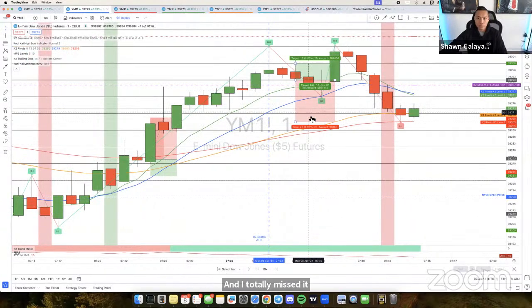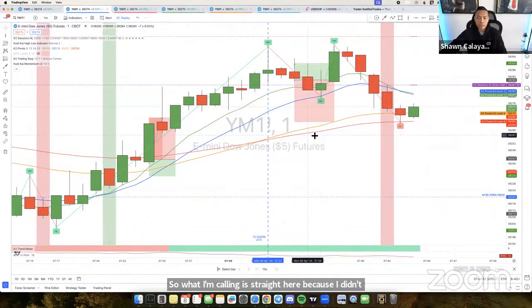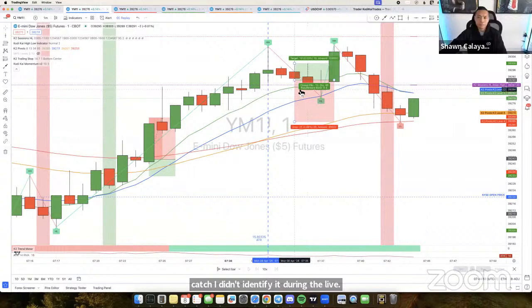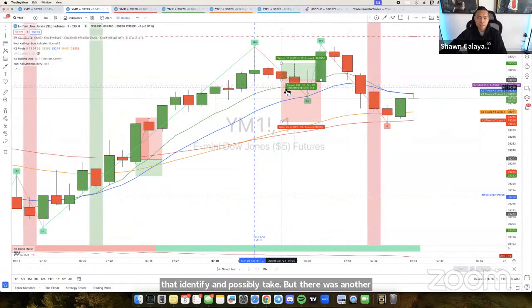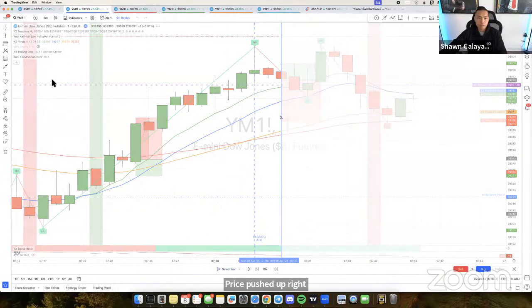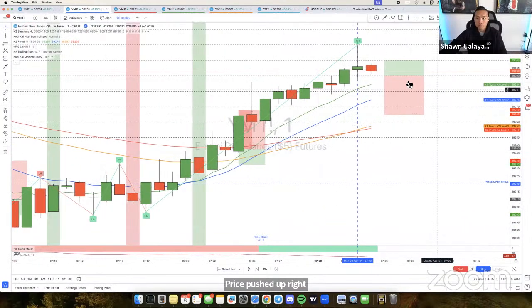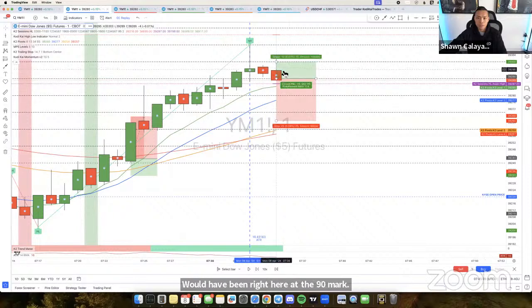So we're not counting this trade here because I didn't identify it during the live. I'm only counting the ones that I identify and possibly take. But there was another MPS entry that came up right here. Again, it was right at the session, so it becomes a tricky move when that's the case. Price pushed up right here, bullish trend, bullish momentum, price retraced at this point. The closest level for entry would have been right here at the 90 mark. Price came down, filled it, went straight to TP.